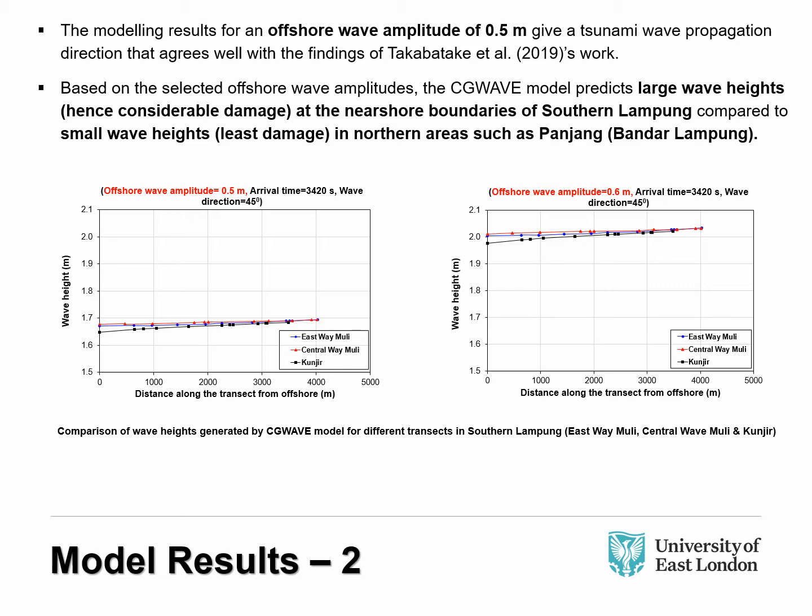Two figures illustrate the wave heights against distance along the different transects from offshore, for example at East Way Muli, Central Way Muli and Kunjir. As the offshore wave amplitude increases from 0.5 to 0.6, the wave heights also increase along the different transects.